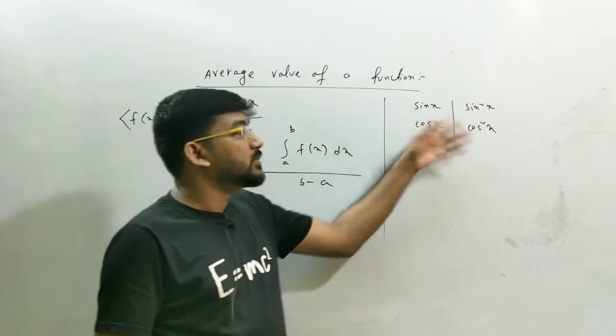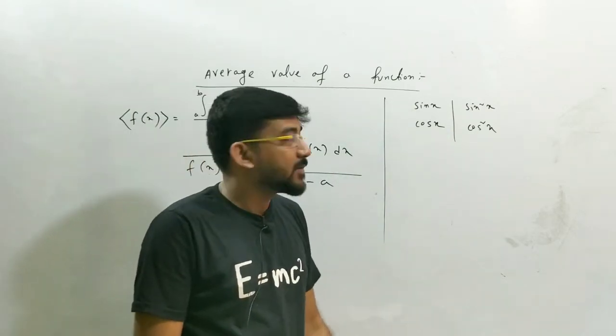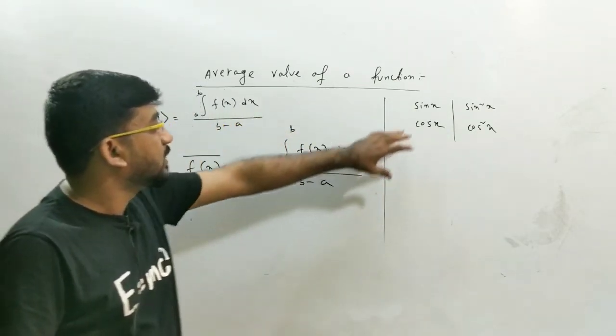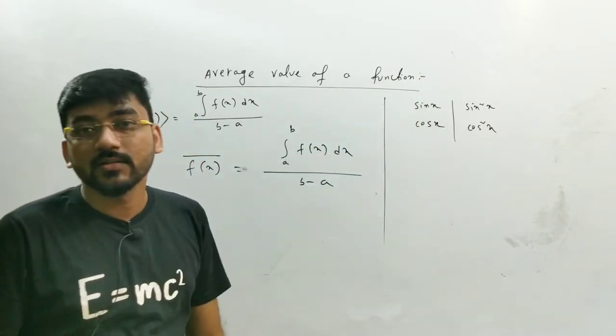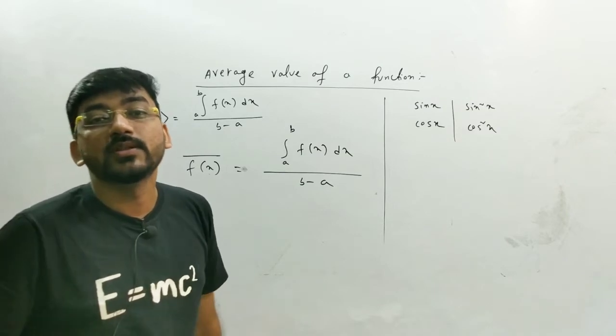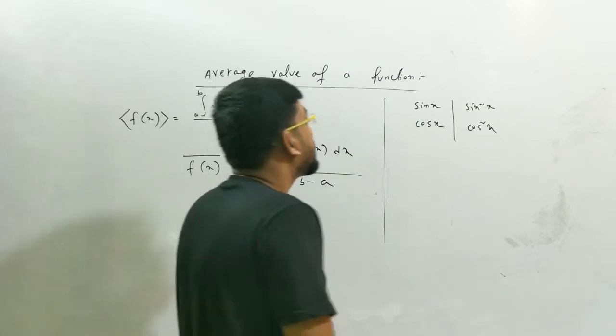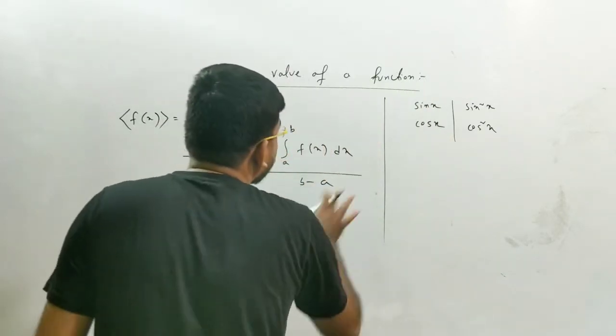These results will be used here and there in this chapter. So let me find out the average value of this function. The average value of sin x and cos x in the full period will always be 0. Please remember this. If you want to find out, you can do it with this integration.